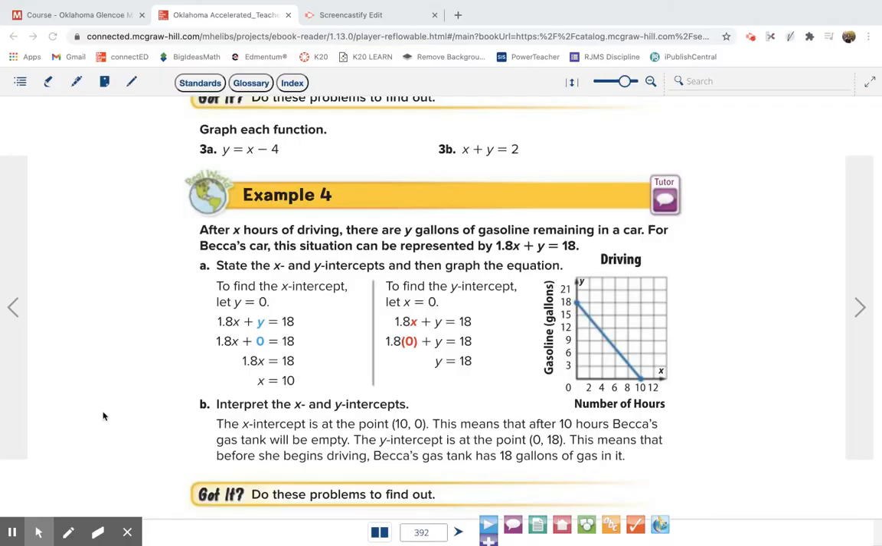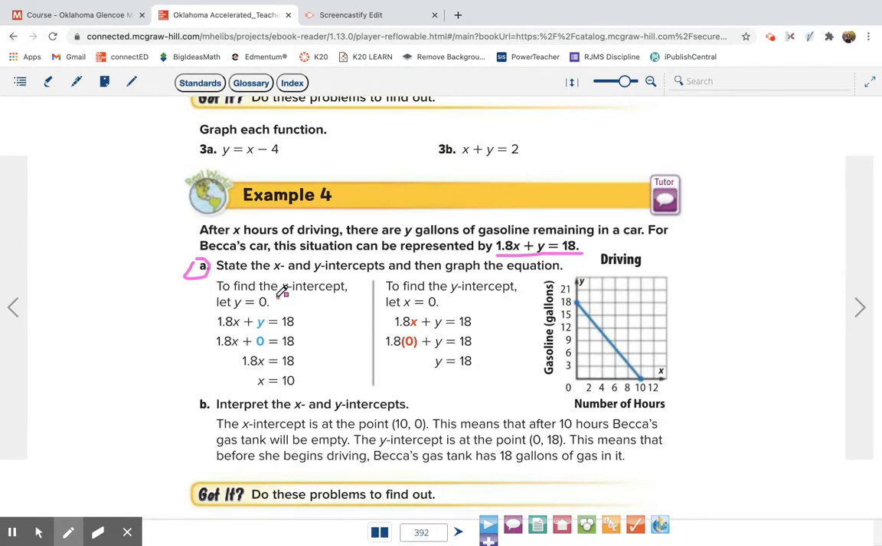Okay, example 4, now we have a word problem. It says after x hours of driving, there are y gallons of gasoline remaining in a car. For Becca's car, this situation can be represented by 1.8x plus y equals 18. So they've gone ahead and given us the equation that we can use, okay? 1.8x plus y is 18. State the x and y intercepts and then graph the equation. So that is just part A. We have to find our intercepts and use them to graph.